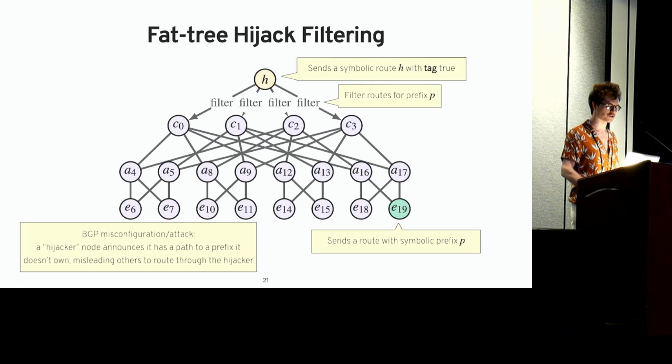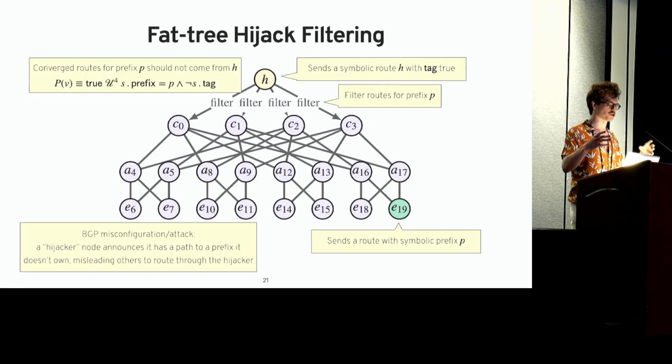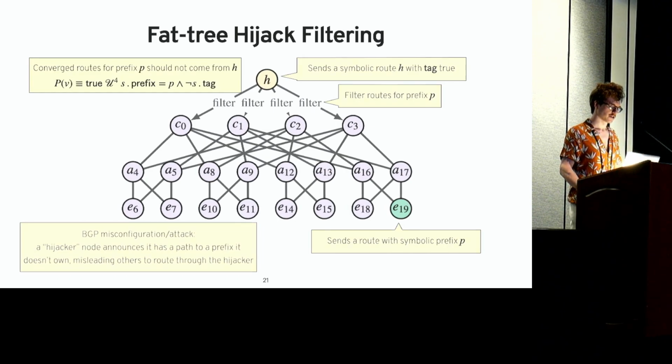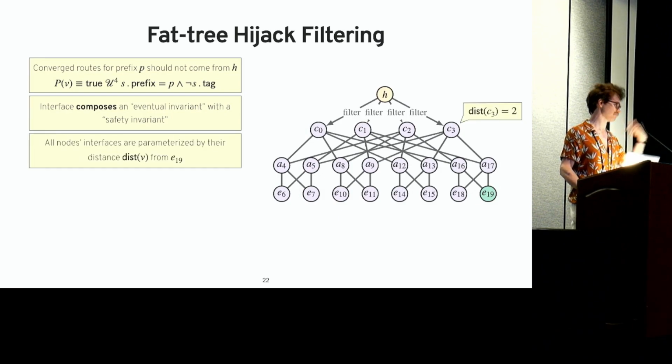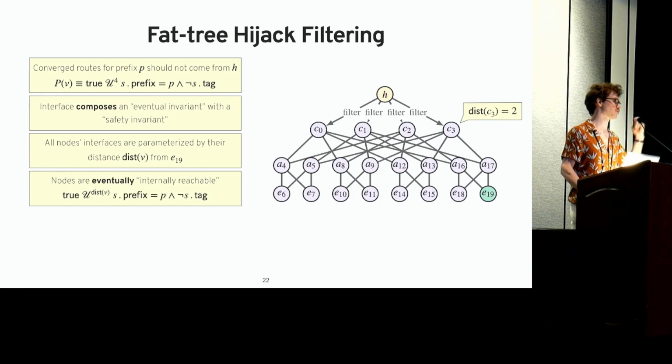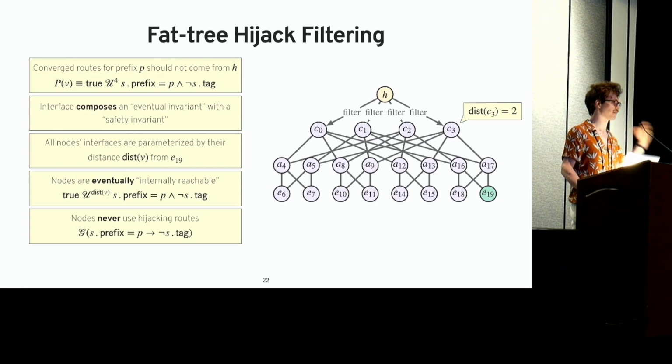And we filtered the routes from H if they were for prefix P, and we wanted to check that eventually all the nodes should have routes for prefix P which are not tagged. The actual interfaces that we had to write to do this composed both a globally and an until operator. We had to say that eventually, using this until operator, according to a time proportional to the distance from our legitimate destination, the nodes would have an internally reachable route for prefix P. And we also wanted to say that at all points in time, using this globally operator, nodes should not use hijacking routes. So if they have a route for prefix P, it should not be tagged. I'll now get into a little bit about how fast this actually ran.